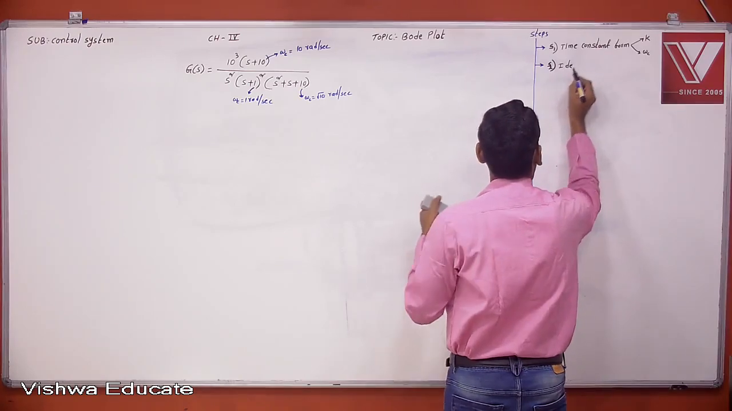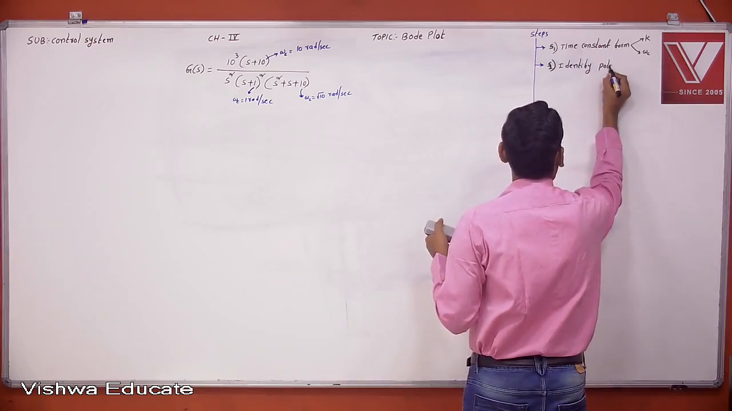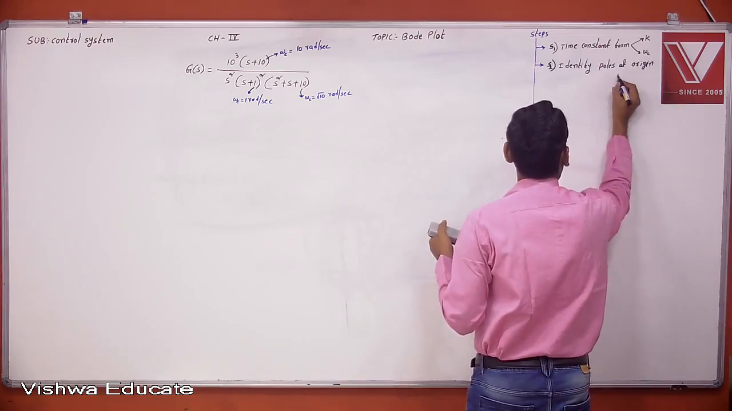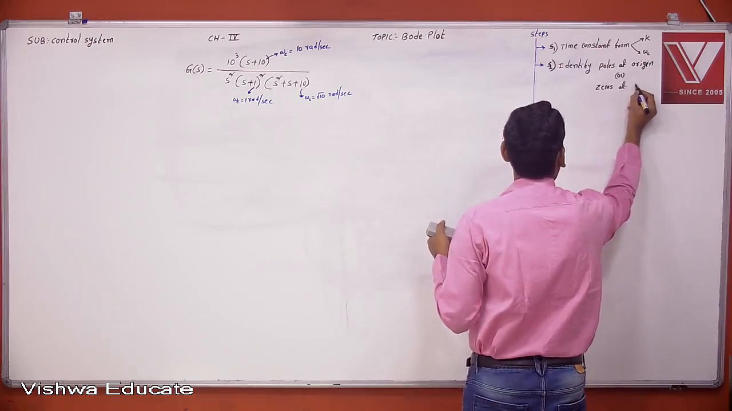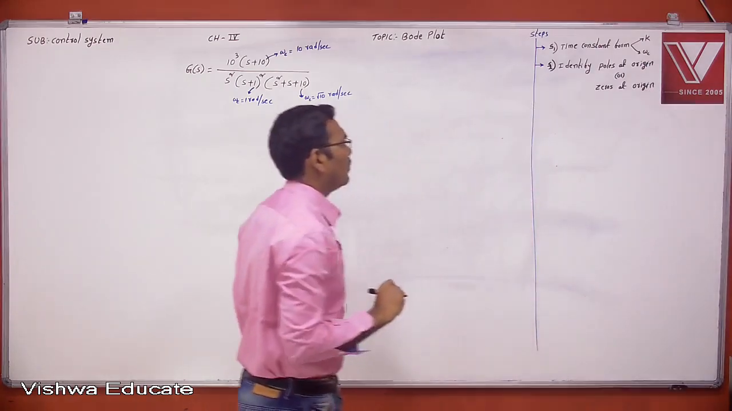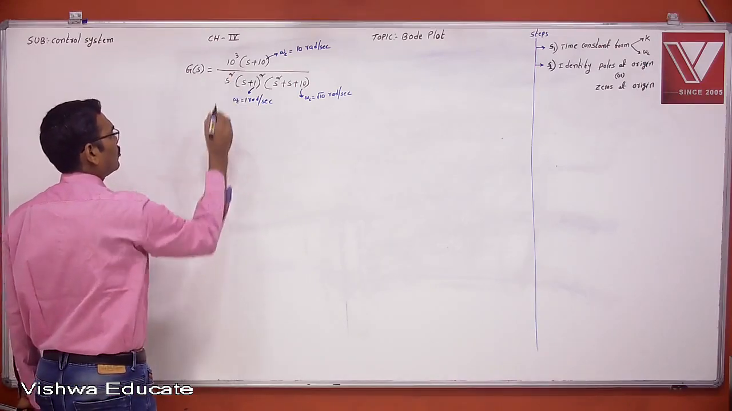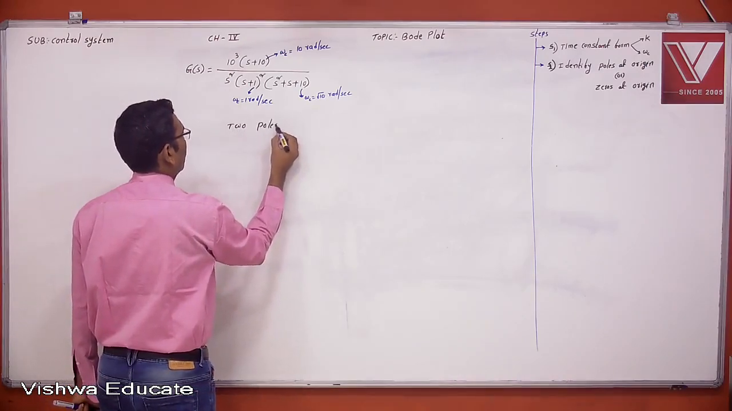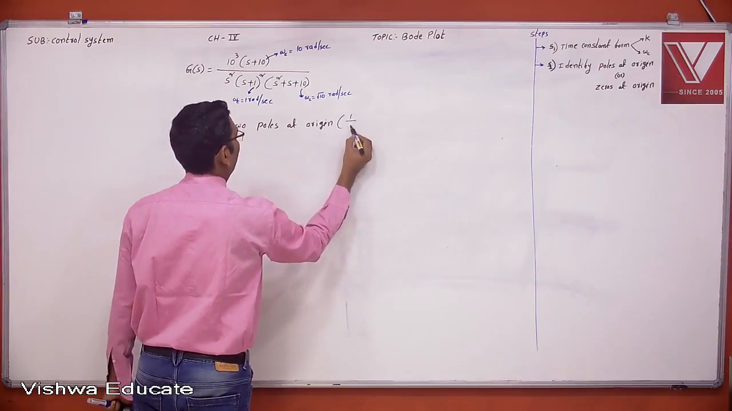Identify poles at origin, or zeros at origin. Identify poles at origin or zeros at origin. Now see, in this transfer function there are 2 poles at origin. Yes, there are 2 poles at origin, 1 by s square.